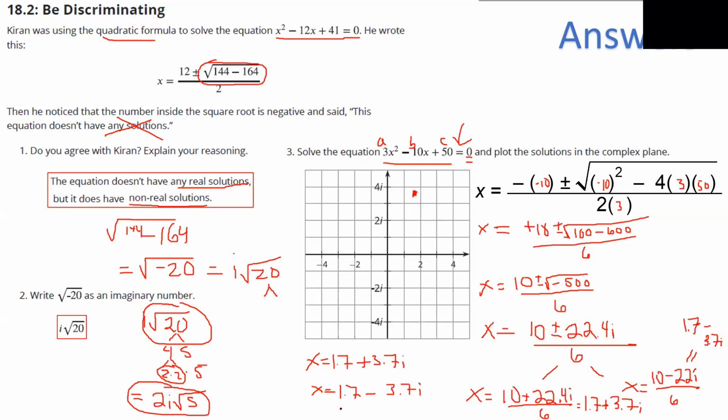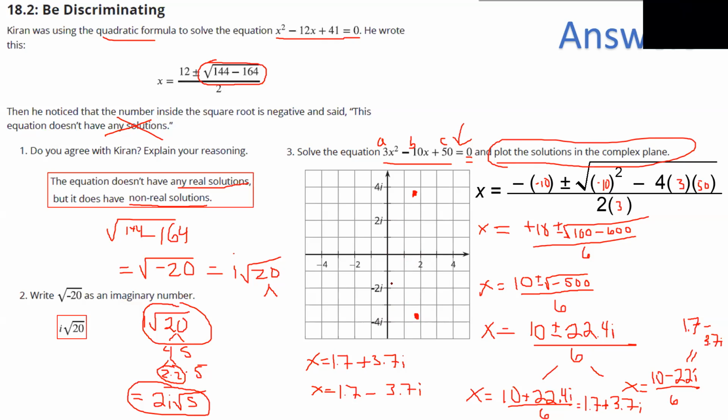Okay. And then we're going to graph this point, which is 1.7 minus 3.7i. So we're going to go 1.7 right here. And then minus 3.7i. So negative 1, negative 2, negative 3.7i is about right here. And that's it. So they wanted us to plot the solutions in the complex plane. We plotted those solutions. That would be that point there, and that would be that point there.